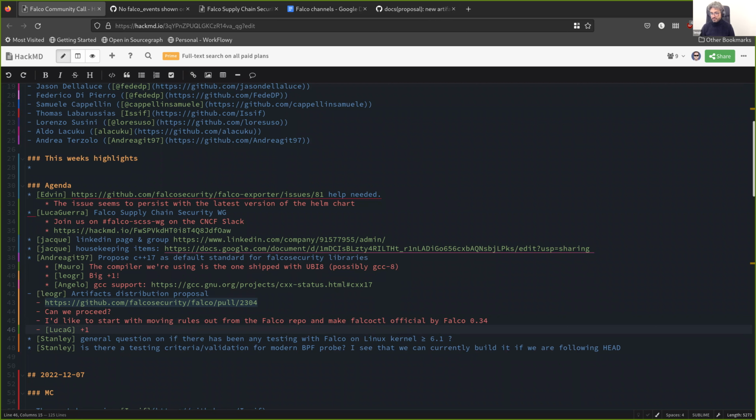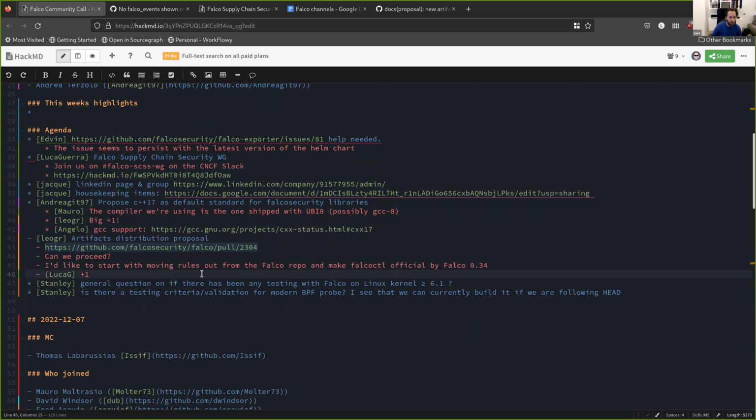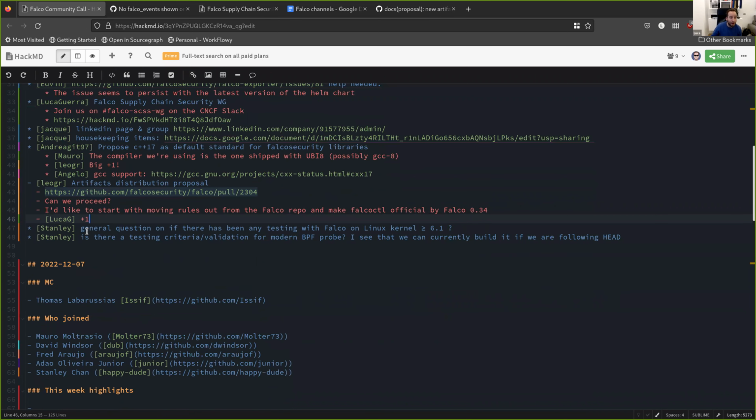Cool. So if there are no more points on this, we have a point from Stanley, and there is a question: if there has been any testing with Falco on Linux kernel version greater than 6.1. I was not aware that 6.1 was shipped around. I have 6.0 on my machine, I believe. Does anyone run leading edge distros? No? If I remember well, I've tried it on 6.0, but not 6.1. So not completely sure. The modern probe should work on that, but I've not tested it.